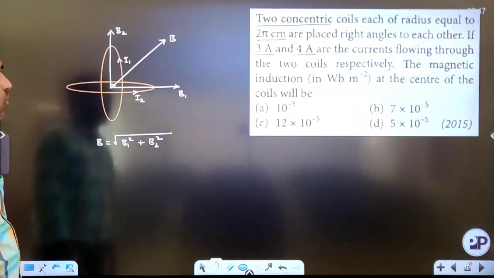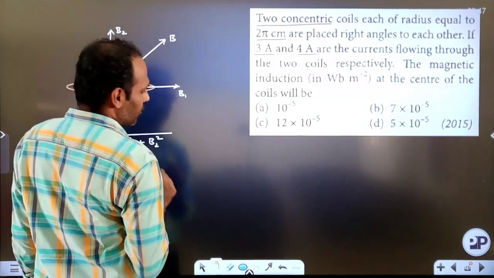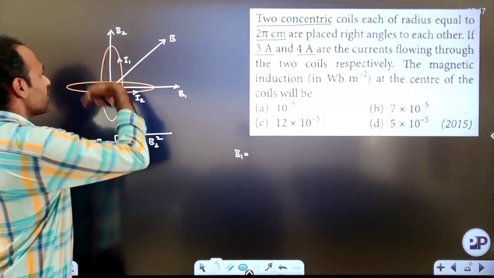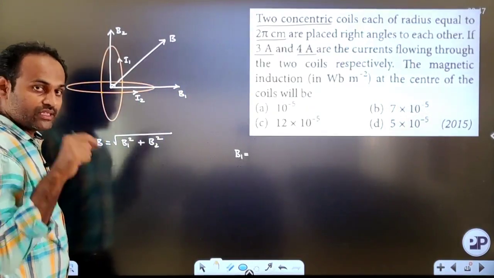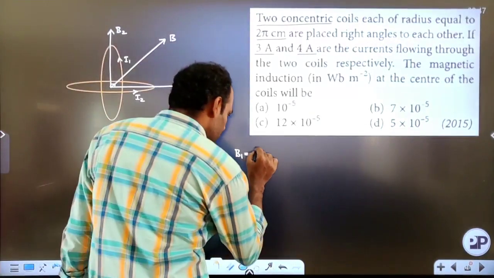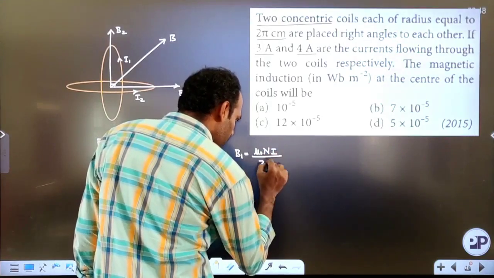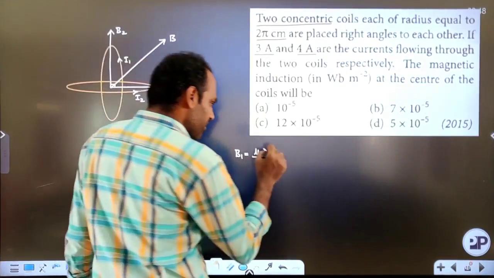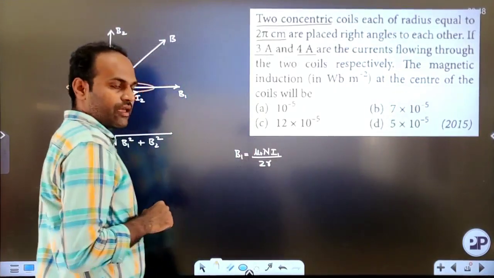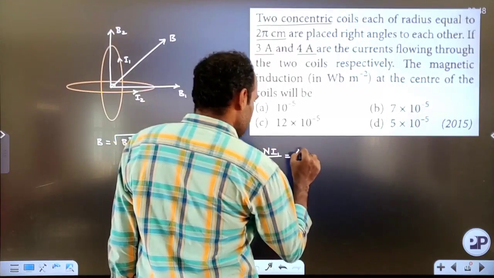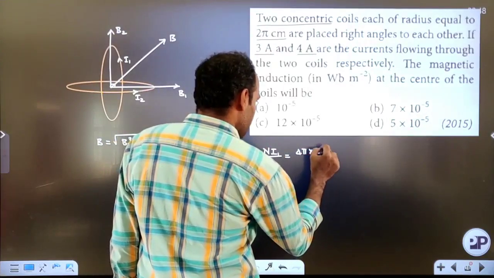Okay, let us calculate the total value now. Let us look at B1 and B2. B1 is the magnetic field of the first coil at the center. What is the formula for the magnetic field at the center of a circular coil? mu naught Ni upon 2R. So I will take it as mu naught Ni1 divided by 2R. R is the same for both, as given. So mu naught is 4 pi into 10 to the power minus 7.